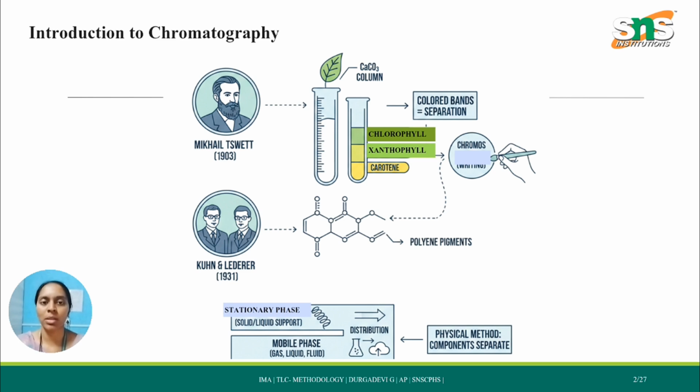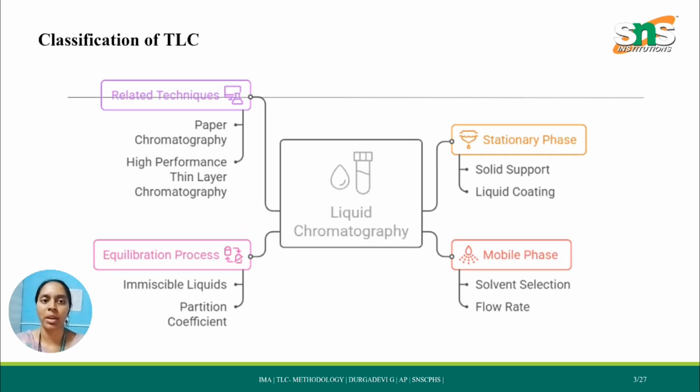Based on this principle, many chromatographic techniques were developed. The related techniques are paper chromatography and high performance thin layer chromatography. The stationary phase we can use for these methods are solid support and liquid coating, and the mobile phase is solvent. This can be an aqueous solvent or a non-polar solvent, and the equilibration process is achieved with the help of immiscible liquids with the help of the partition coefficient.